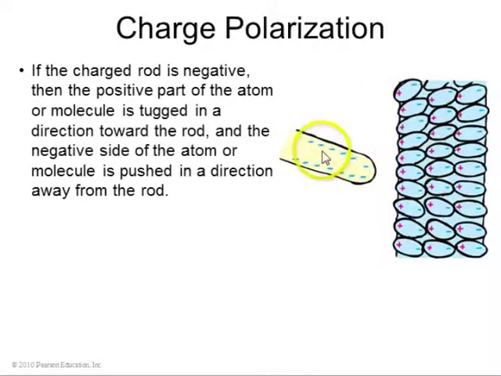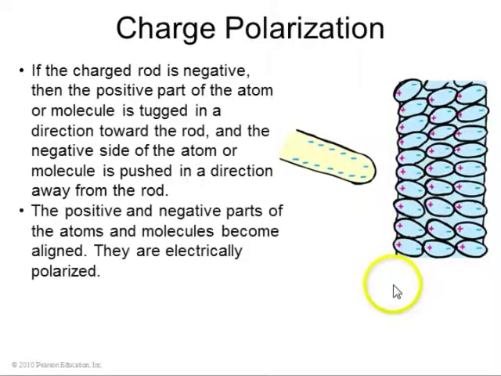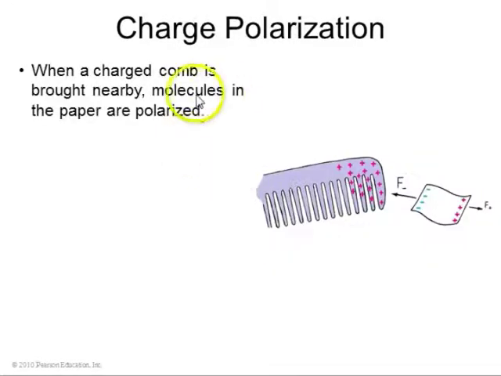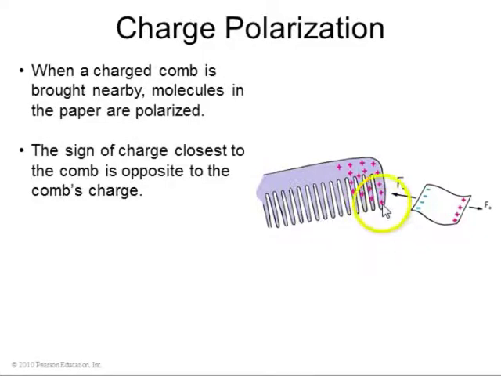And this can happen in bulk for many, many atoms in a solid. So here's a negative rod brought towards this wall. Well, all the atoms in this wall end up being polarized, with their positive part pulled to the left and their negative part pushed to the right. And what this can do is it can create an attractive force.